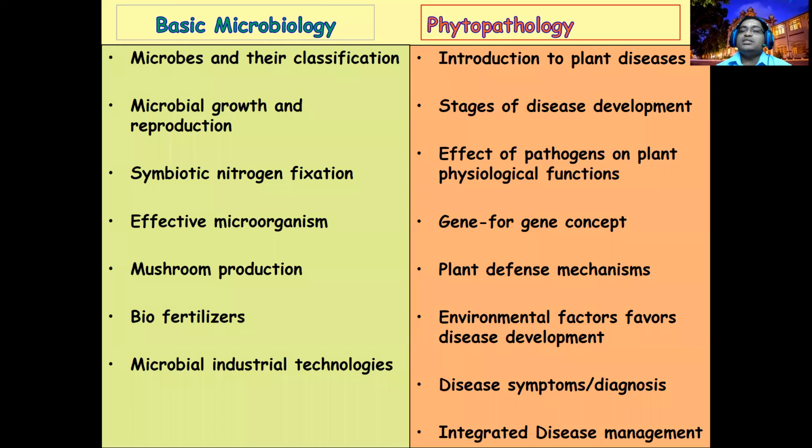And symbiotic nitrogen fixation. You all know the microorganisms involved in the fixation of nitrogen. Symbiotic nitrogen fixation is very, very important to agriculture. Therefore, how symbiotic nitrogen fixation happens in the plants, and what organisms are involved in the nitrogen fixation. Another chapter you will study is effective microorganisms and their importance to agriculture.